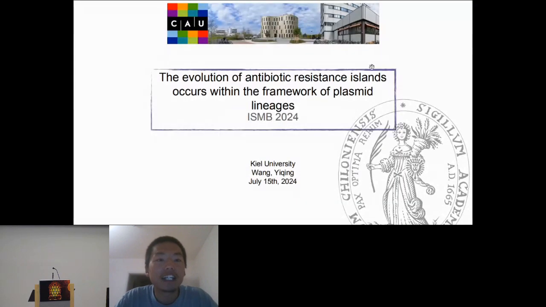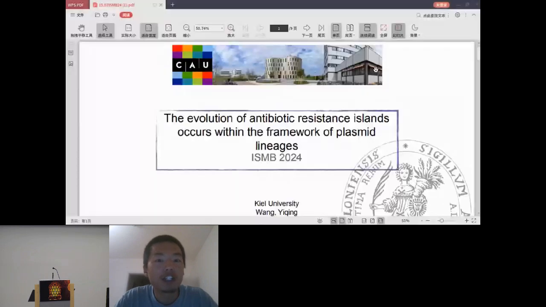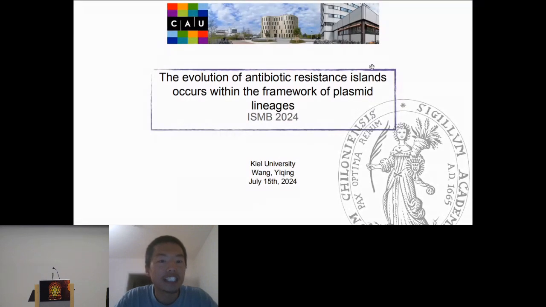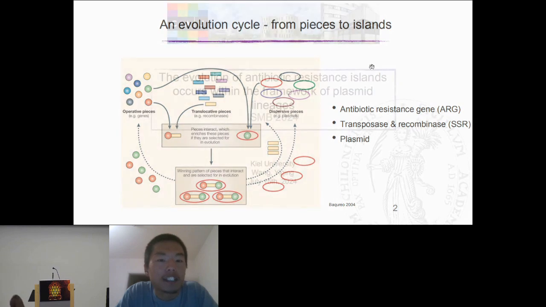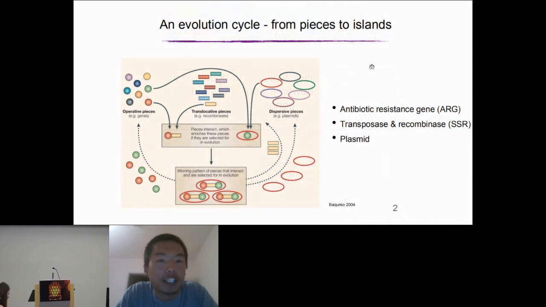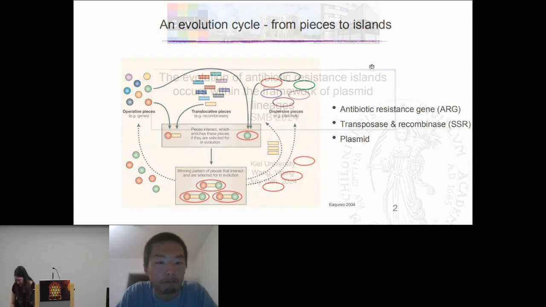My title today is about the evolution of antibiotic resistance islands in plasmid genome evolution. Lateral gene transfer plays a very important role in bacterial genome evolution, and I focus here on the evolution of mobile genetic elements and antibiotic resistance genes, specifically in plasmids.